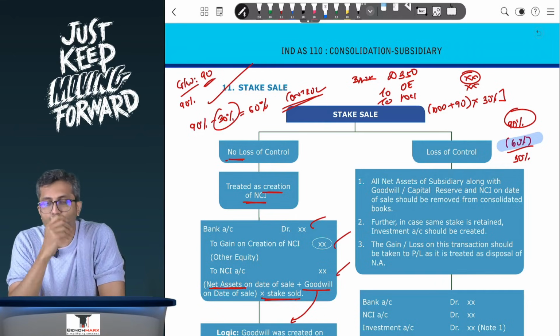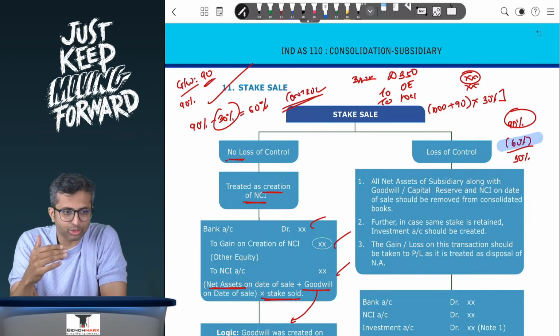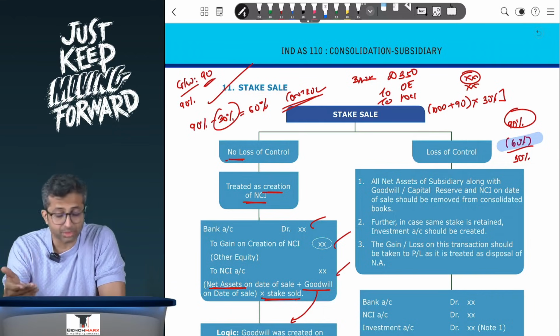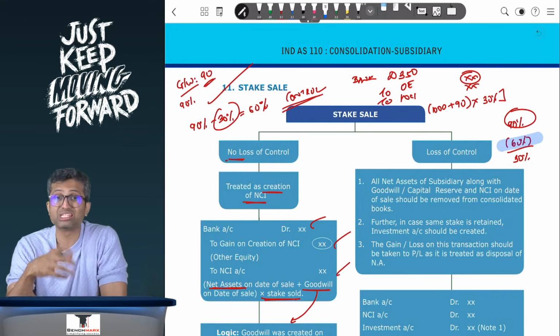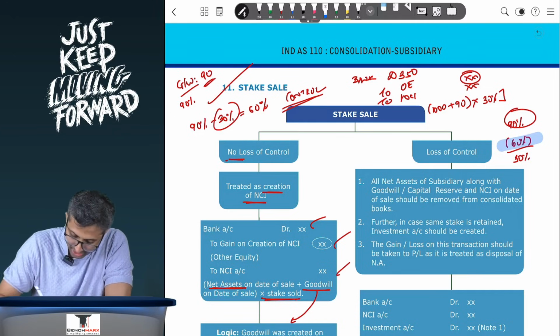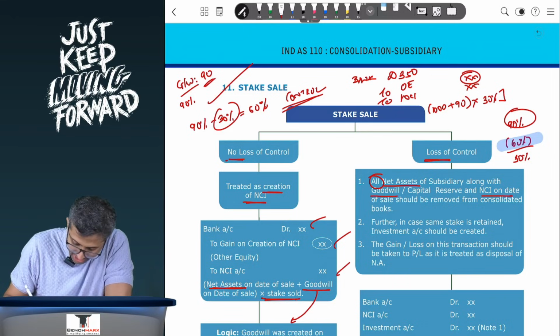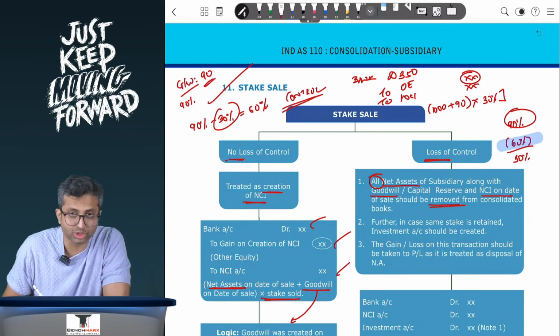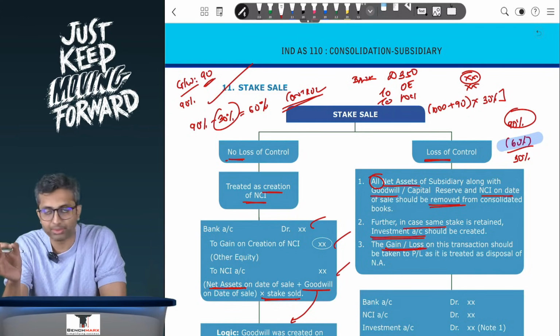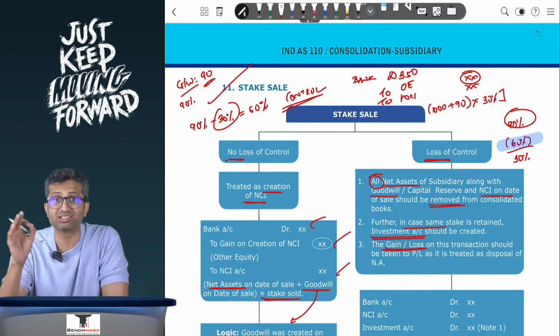Till now, you did not have any investment, because you were saying that, well, I was controlling the entity, and hence instead of showing the investment, you were showing the assets and liabilities. However, now you have lost control, but you still retain a 30% investment, and hence that investment has to be brought in. So if there is a loss of control, all net assets of the subsidiary, along with the goodwill and NCI, should be removed from the consolidated books. Further, in case some stake is retained, investment should be created. And gain or loss will go where? Sir, it will go in the P&L. Why? Because this is not a creation of NCI transaction, it is a sale of asset transaction.